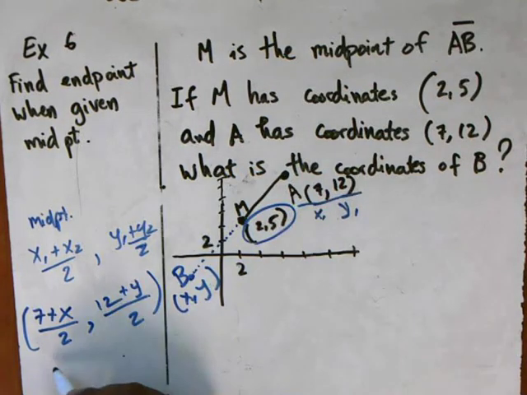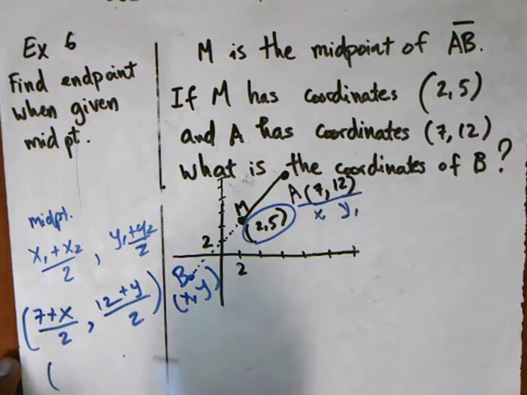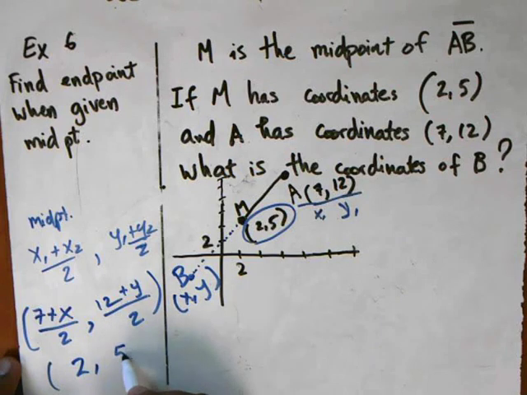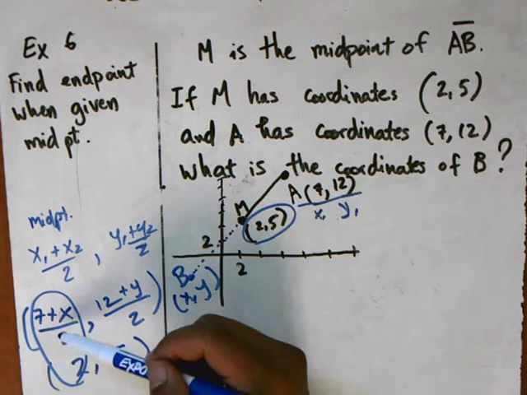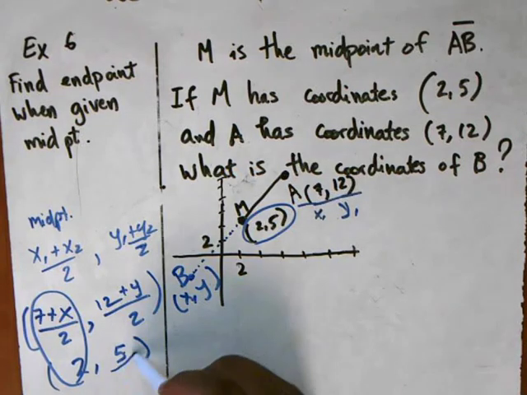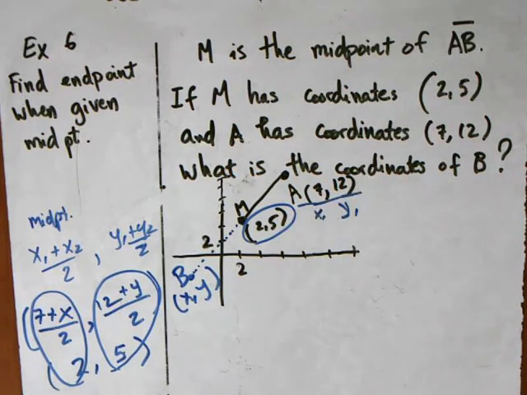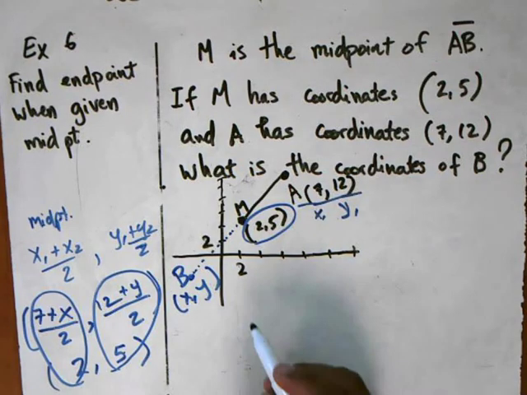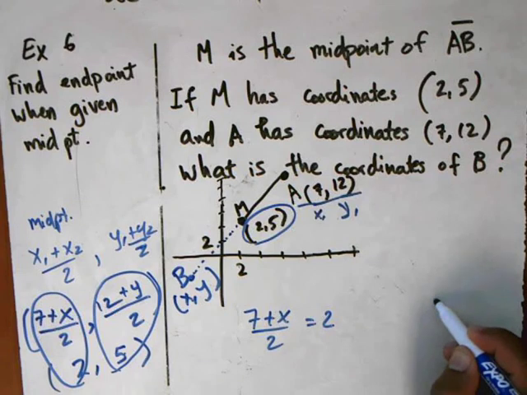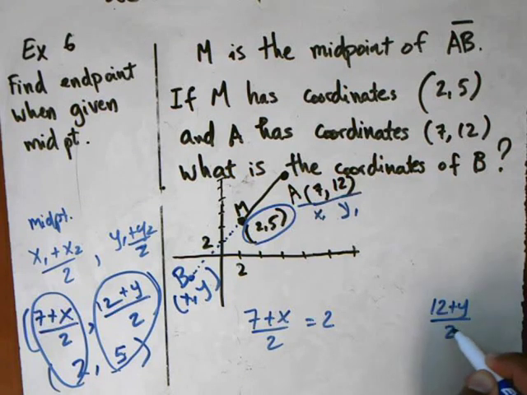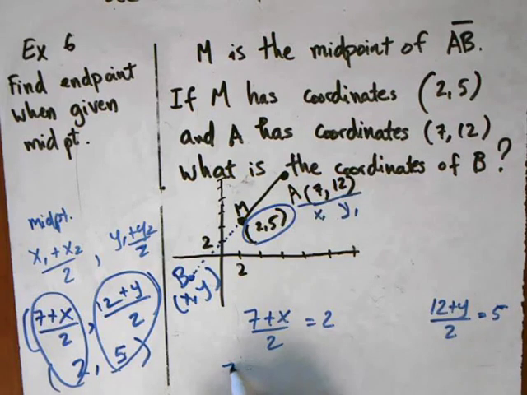But we also know that it has to be (2, 5). In other words, this point here, (7 plus x) over 2 and (12 plus y) over 2, that's really (2, 5). So these two expressions have to be equal to each other because they are both the x coordinates of the midpoint. These two expressions also have to be equal to each other. And so now we just have two equations that we need to solve. So we have (7 plus x) over 2 equals 2, and (12 plus y) over 2 equals 5.